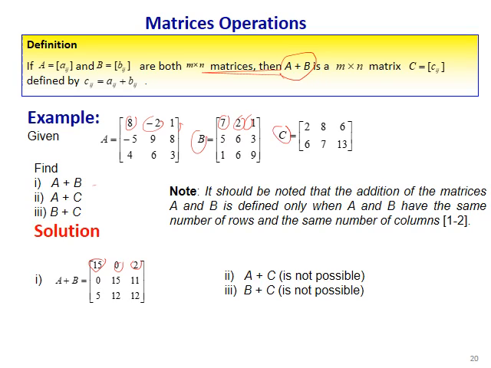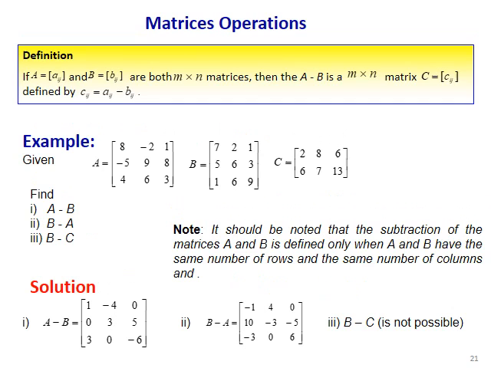Why? Because they don't have the same rows and columns. They should have the same rows. The same thing could be said for A and C. Subtraction is the same, just rather than addition, it will be subtraction. Okay? Also, they should have the same number of rows and the same number of columns.